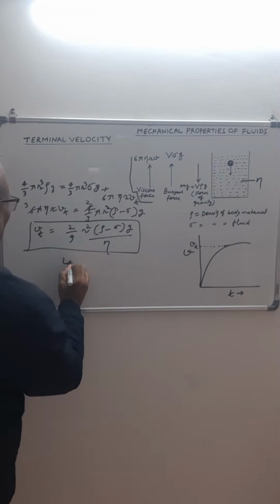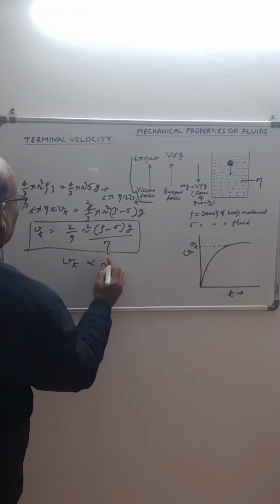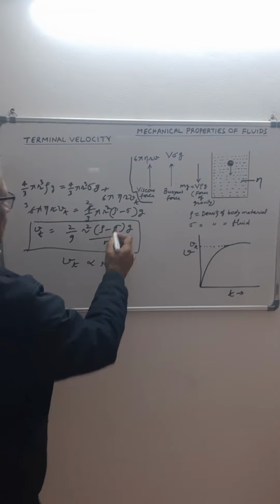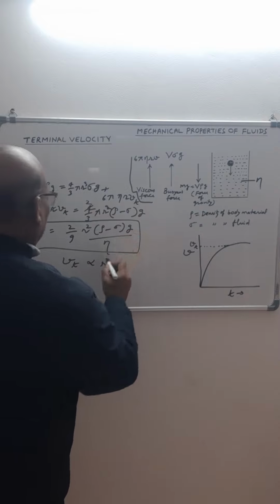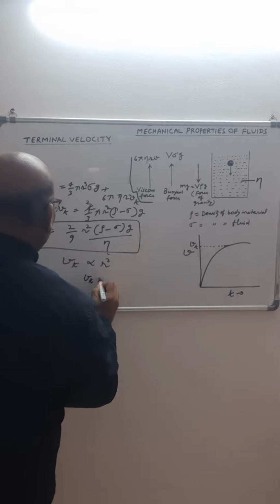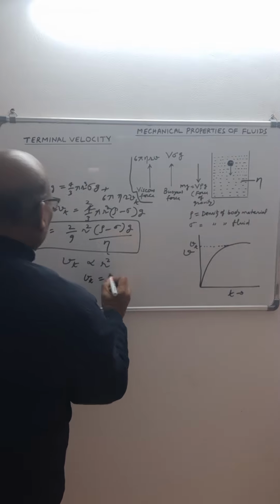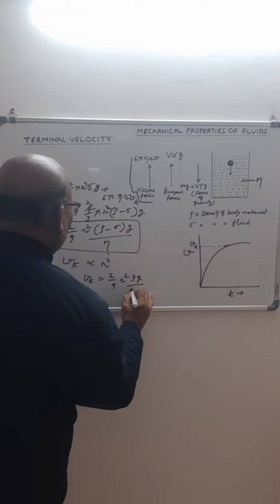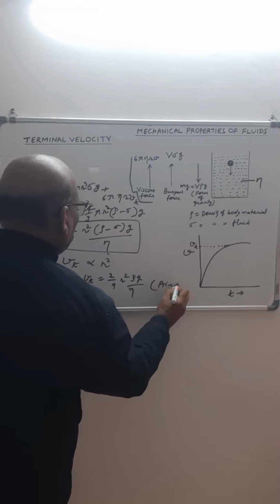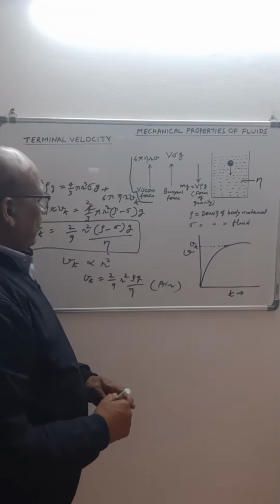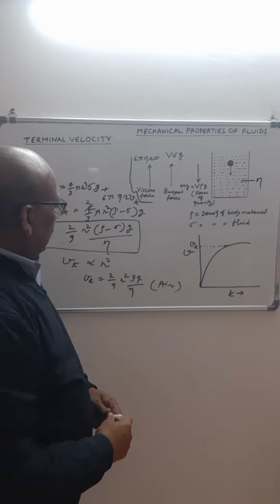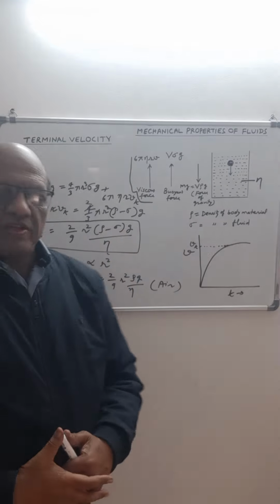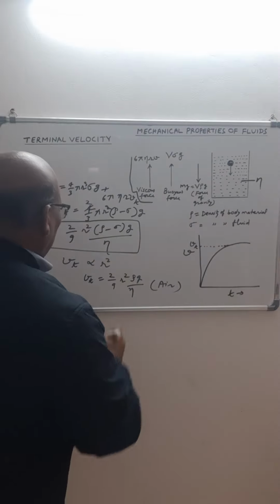So we see that the terminal velocity Vt is directly proportional to r square, that is the square of the radius of the spherical body. And when this sigma is negligible, say in case of air, then we can neglect sigma as compared to rho. So this will become 2 upon 9 r square rho g upon eta. This is when air is the medium in which the ball is falling, or say the raindrop is falling in air. So the density of air is negligible as compared to the density of water in case of raindrops. So this terminal velocity becomes this.